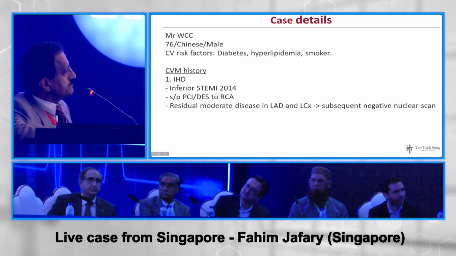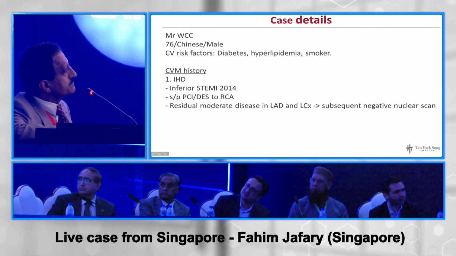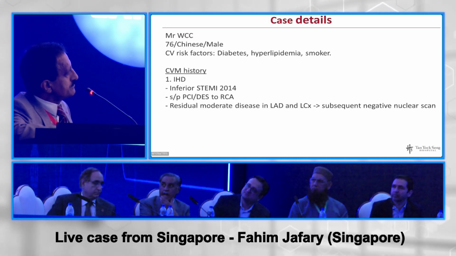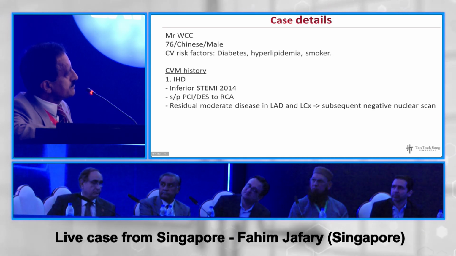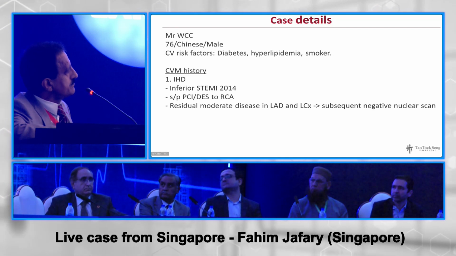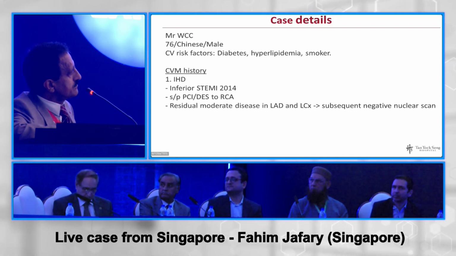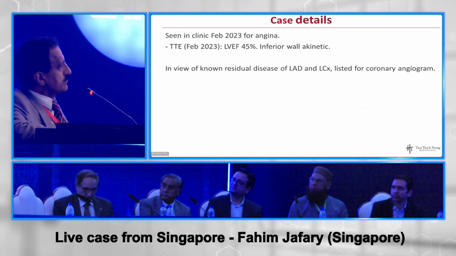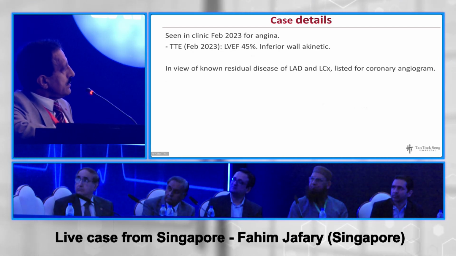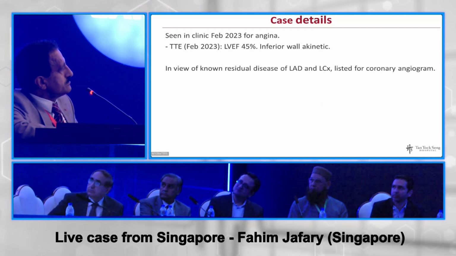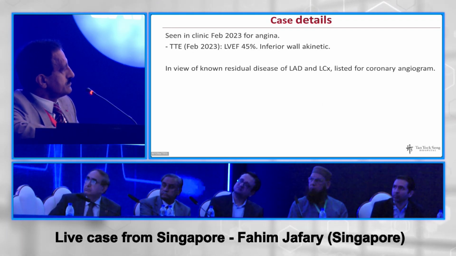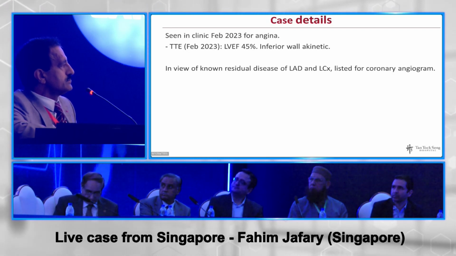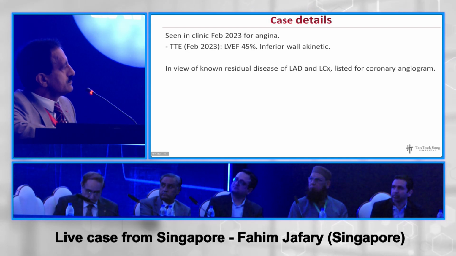He had residual moderate disease in the LAD and circ, and the subsequent nuclear scan was negative, and he was treated medically. Next slide. He was seen in our clinic in February for angina, and the echo at the time showed that EF was 45% with inferior wall being akinetic. In view of his known residual disease in the LAD and circ, he was listed for an angiogram in our cath lab. Next.